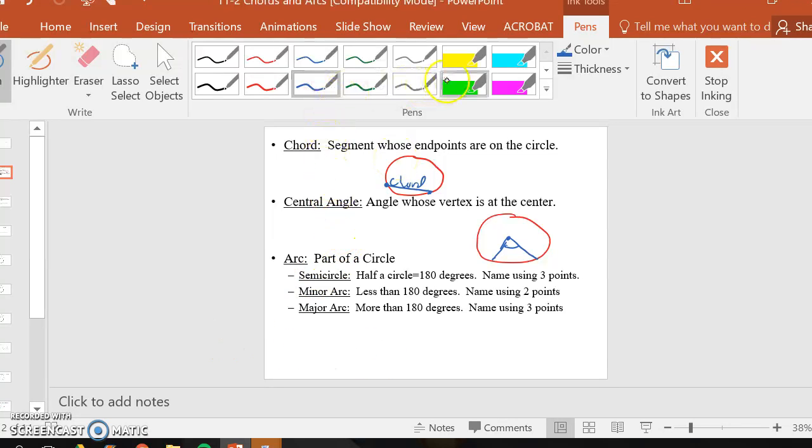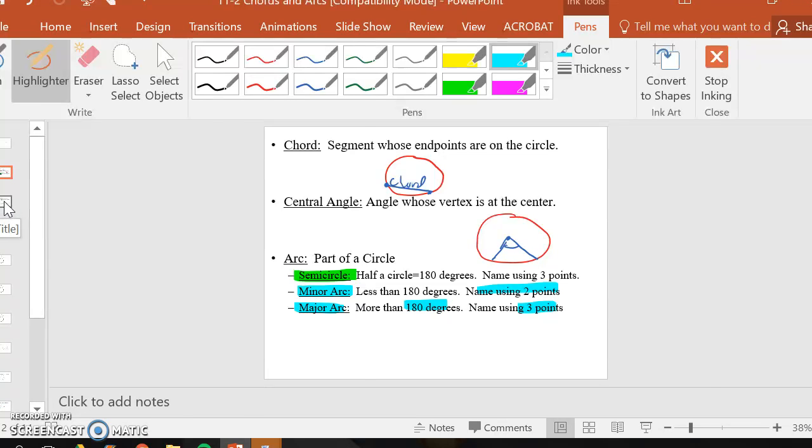Now, we know already from the past what a semicircle is. It's half a circle, or 180 degrees, named using 3 points. A minor arc is less than 180 degrees, named using 2 points, the key part. And a major arc is more than 180, and it's named using 3 points. Okay? Now, there's a bunch of theorems we're going to talk about here, and then we'll go to some examples and apply them.